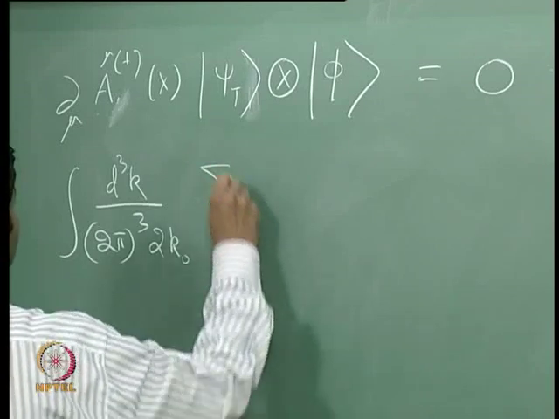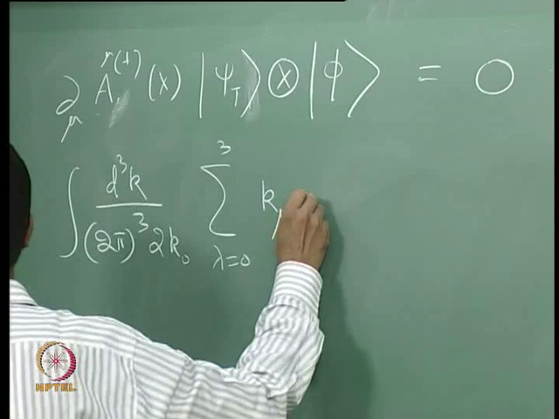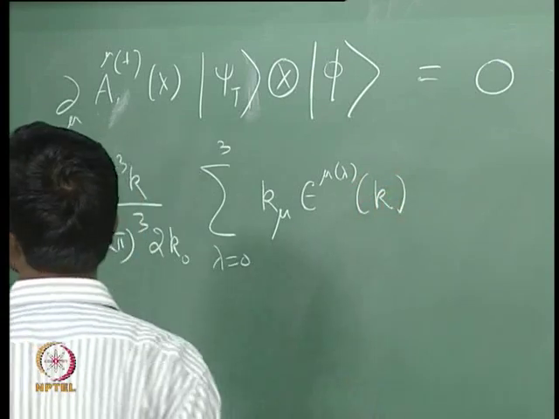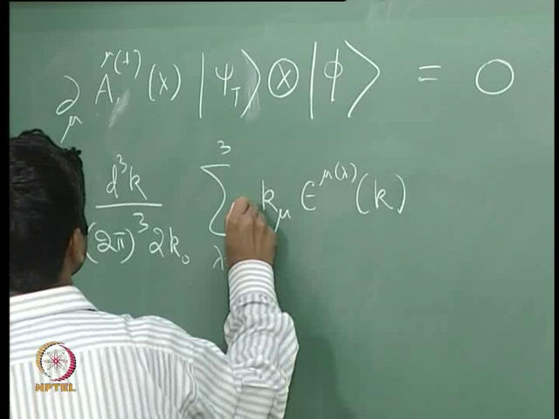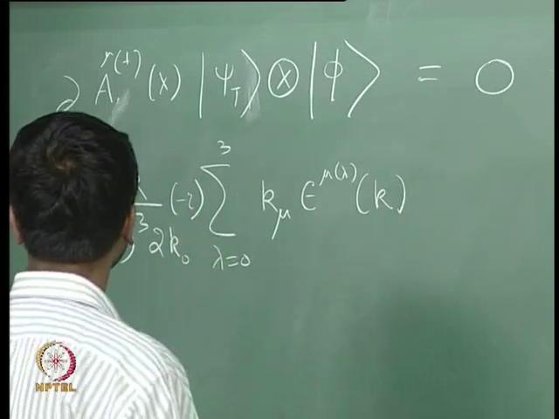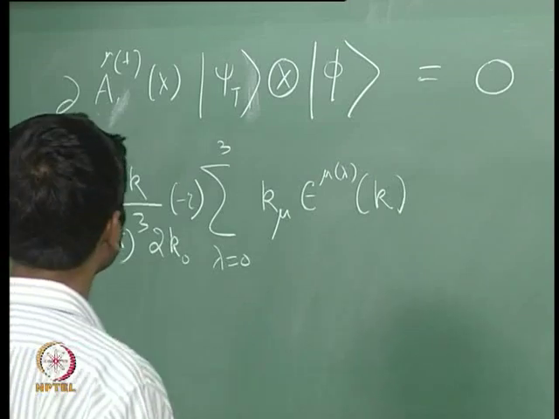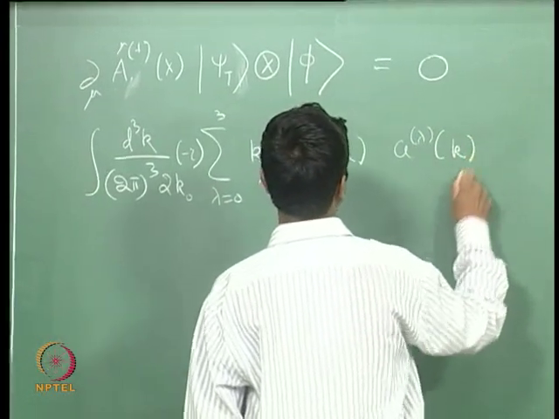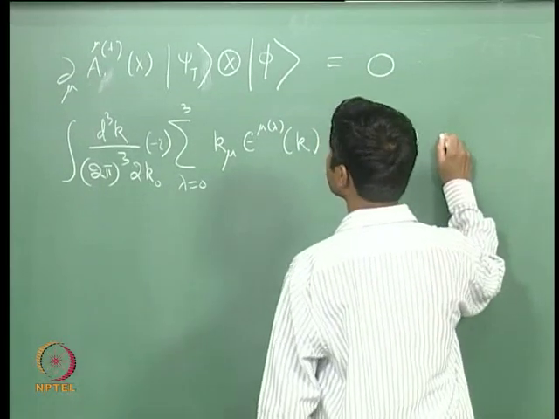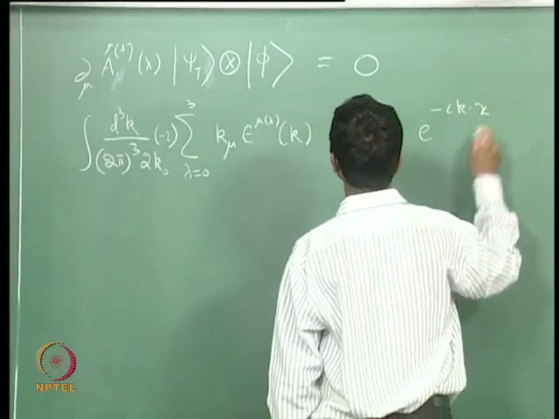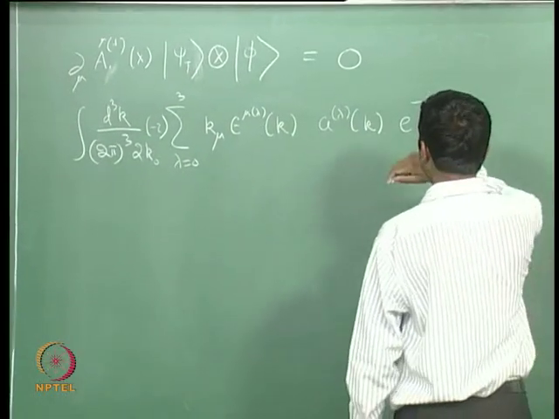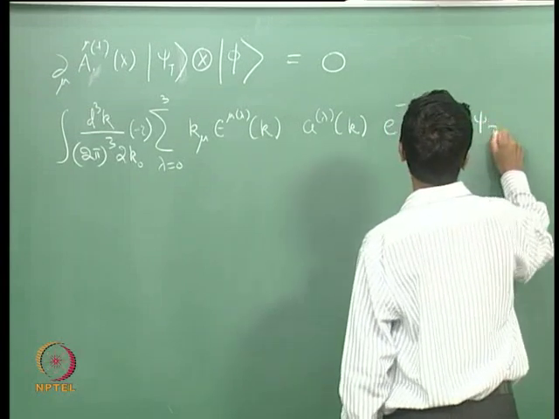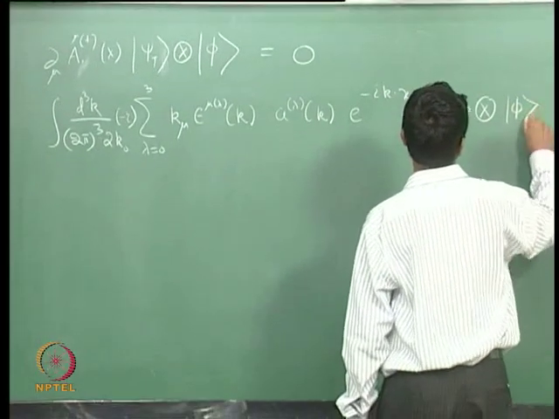sum over lambda equal to 0 to 3 of k mu epsilon mu lambda of k, with a minus i, a lambda of k, e to the power minus i k dot x, acting on phi equal to 0.